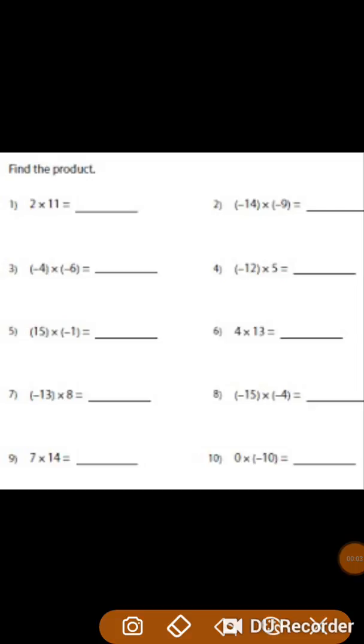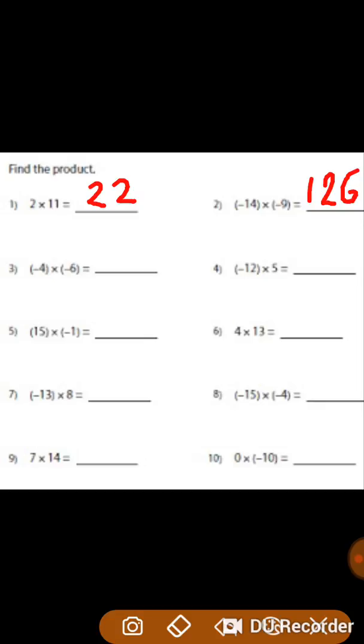Now let us solve a few examples. 2 into 11. Both the integers are positive, so the answer will be a positive integer. So 2 into 11 will give you a positive 22. Next one, minus 14 into minus 9. The product of 14 and 9 is 126. Here again, both of them are negative, so the answer will result into a positive integer.